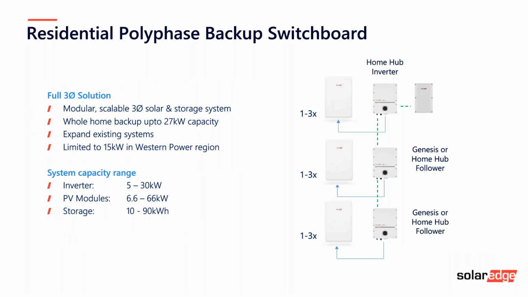So I'll just flick through these ones. So basically, as you can see there, a single home hub inverter, and then a couple of followers, either Genesis or home hub. You can then have inverter capacity between 5 and 30 kilowatts. PV system can be from 6.6 to 66 kilowatt peak, and storage capacity anywhere between 10 and 90 kilowatt hours, which is fantastic.